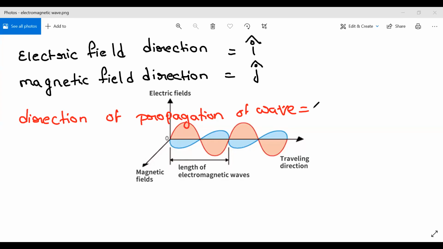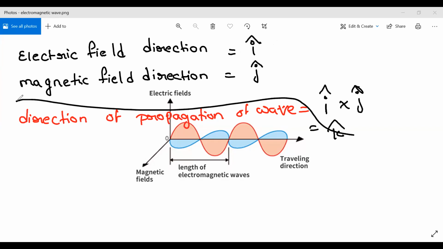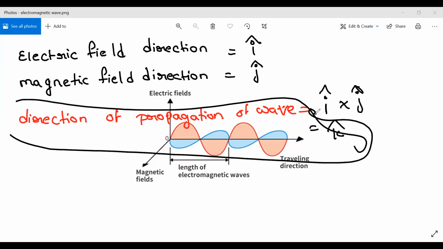E vector cross B vector: electric field direction cross magnetic field direction. Here, the electric field direction is I cap and the magnetic field is J cap. What is I cross J? K cap. So the direction of propagation of the wave is K cap, that means the positive Z direction, right?